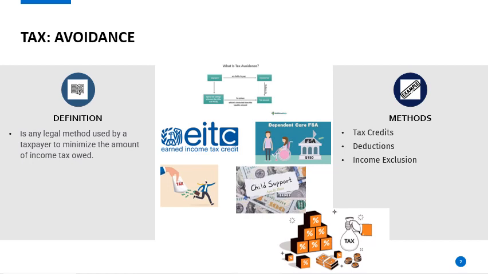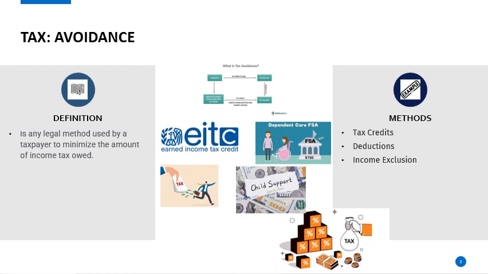The first is a tax credit. A tax credit is a dollar-for-dollar reduction on income. The credit can reduce the amount of taxes owed or increase the individual's tax refund. An example is an earned income credit.